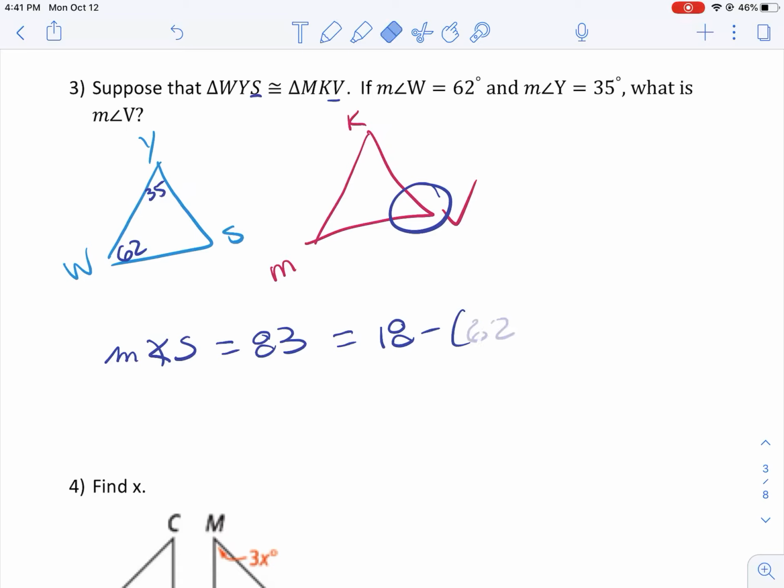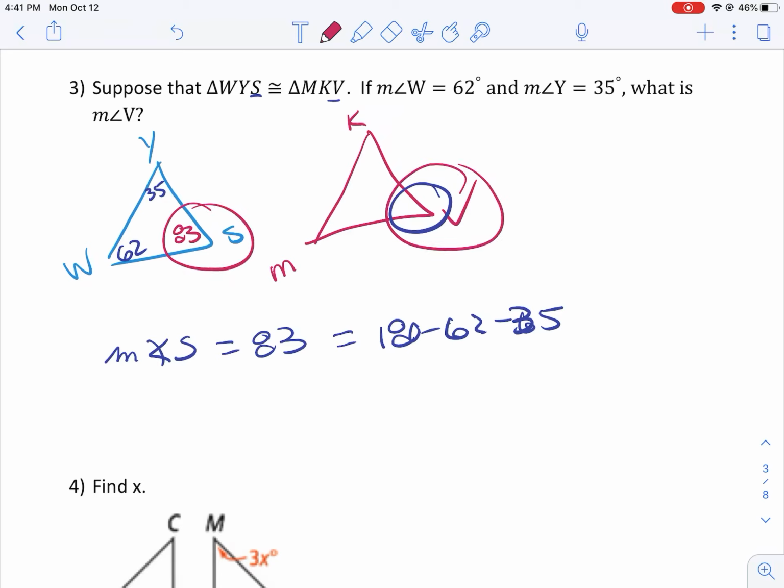minus 62. Here, I'll write that a different way. Minus 62 and minus 35. Excuse me, I'm having trouble writing for some reason. So if I know that angle S is 83, and it's the corresponding angle to angle V, then that means that the measure of angle V is also 83 degrees.